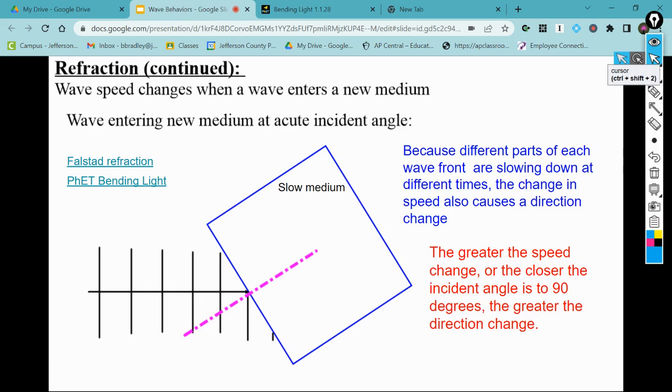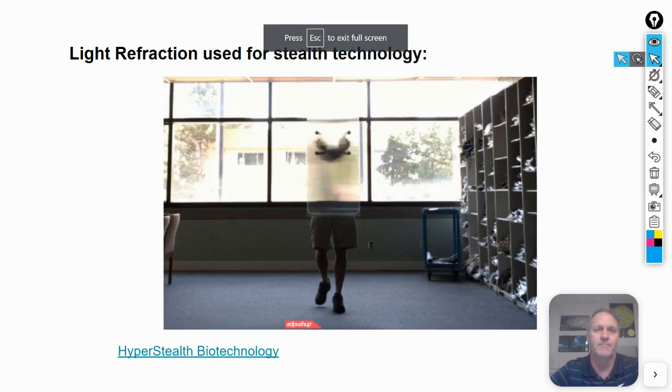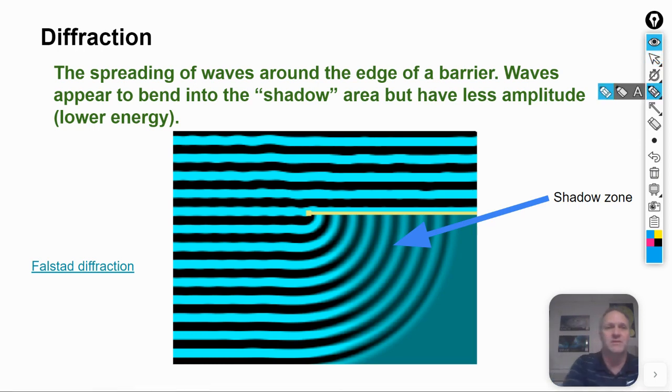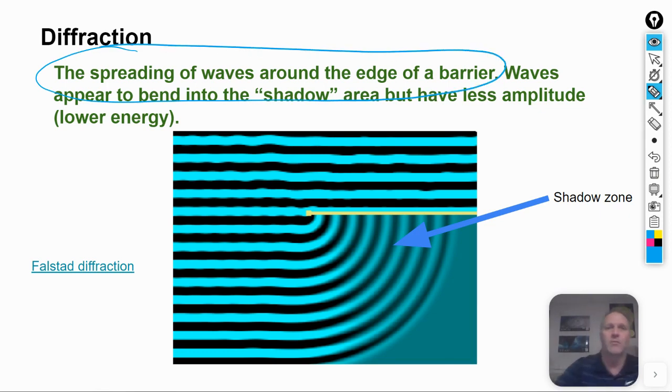Okay. So our last example that we're going to look at is something called diffraction. Diffraction is a really cool thing that waves do, and this is a really important behavior that explains a lot of things that waves do, but especially sound and light. So the definition of diffraction is basically the spreading of waves around the edge of a barrier. Whenever waves hit a barrier, something that's in their way, they'll actually spread around it when that happens.